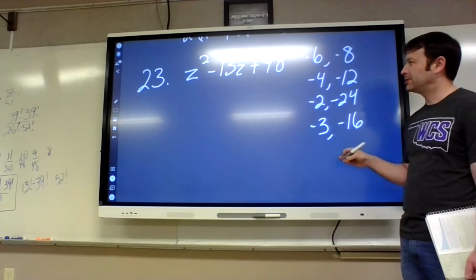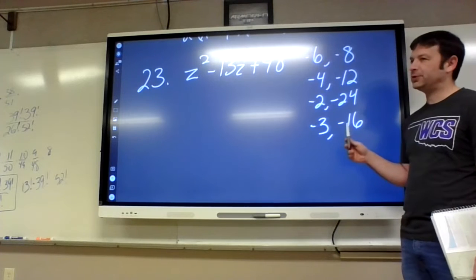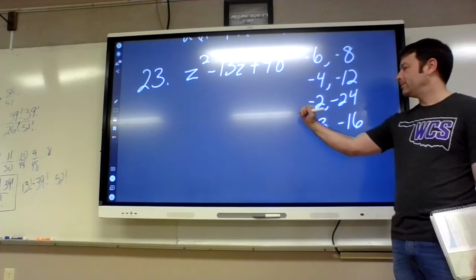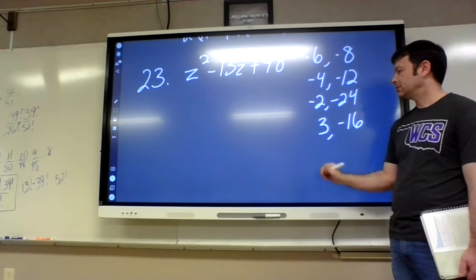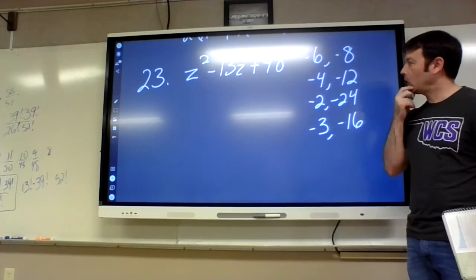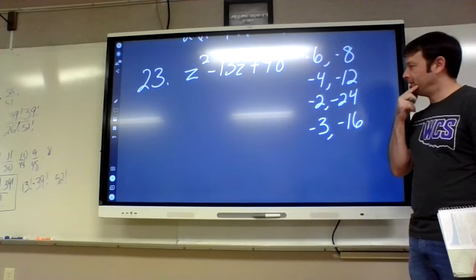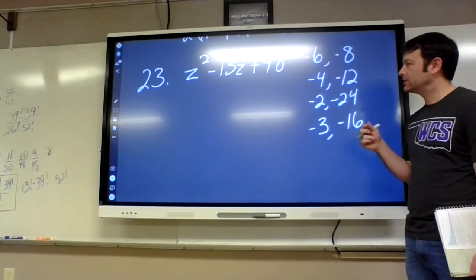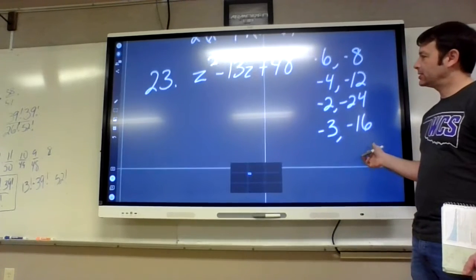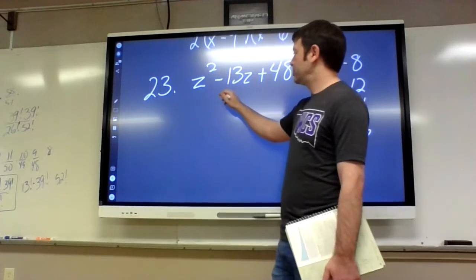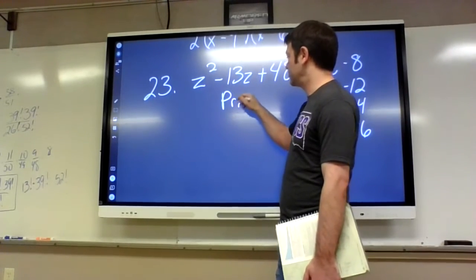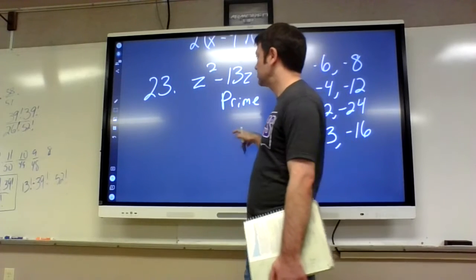What's that add up to? Negative 19. That's kind of a trick question, because if this was a positive 3 right there, that would have worked. But it's not. You can't. 1 and 48, that's definitely not going to work. And that's actually it. So, prime. Prime number 1, we found it. Yeah, we got one off.